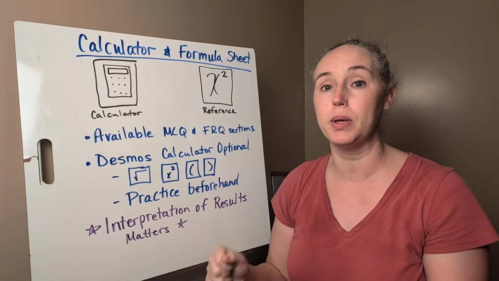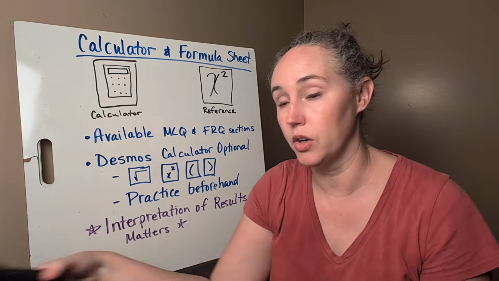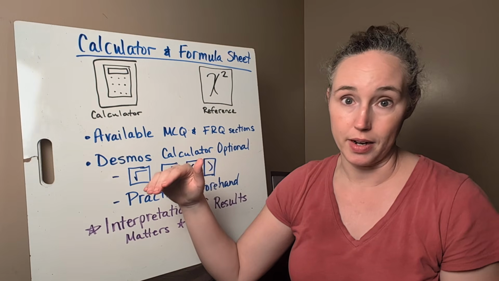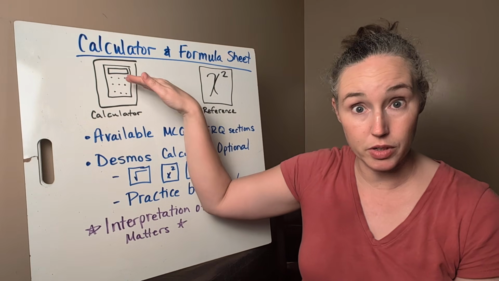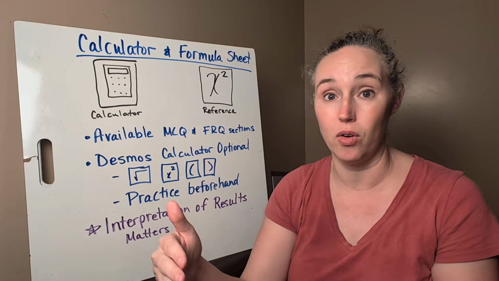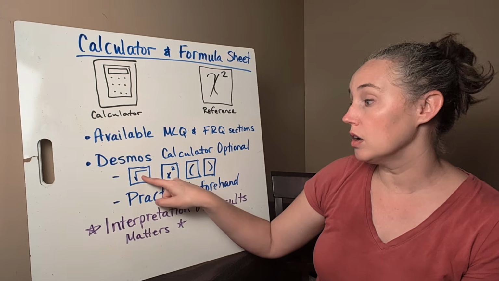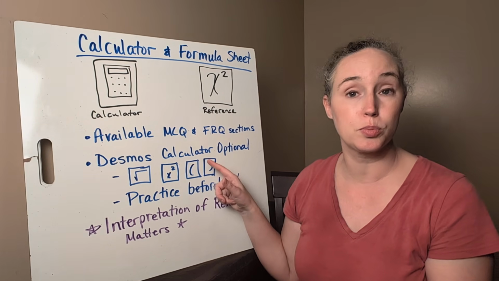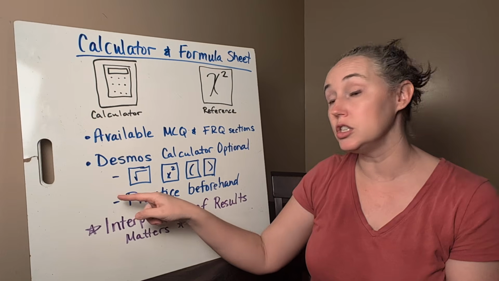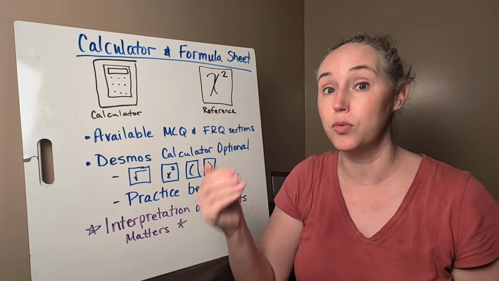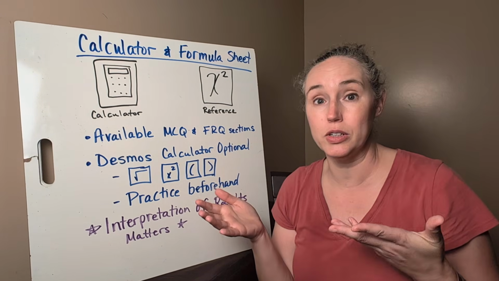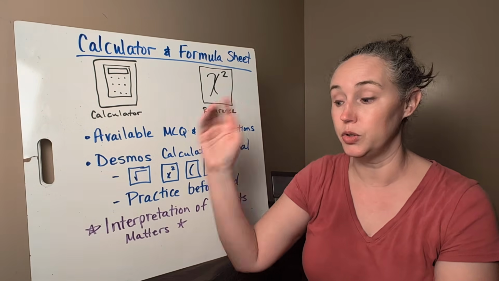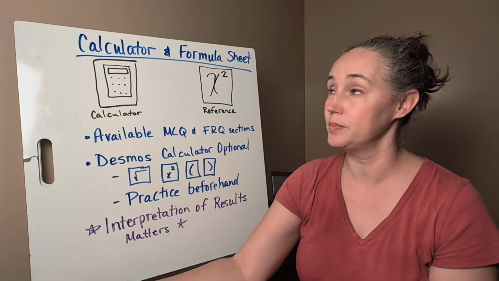You can bring your own AP Bio regulation calculator, one kind of like this, as long as it doesn't connect to Wi-Fi. But if you are going to use this calculator, start practicing now. You want to know where the square root button is. What if I want to square something? How do I use parentheses? Practice using that calculator and setting things up beforehand to ensure you're not missing a question just because you're punching it in incorrectly. Remember, this is optional. You can use your own approved calculator.